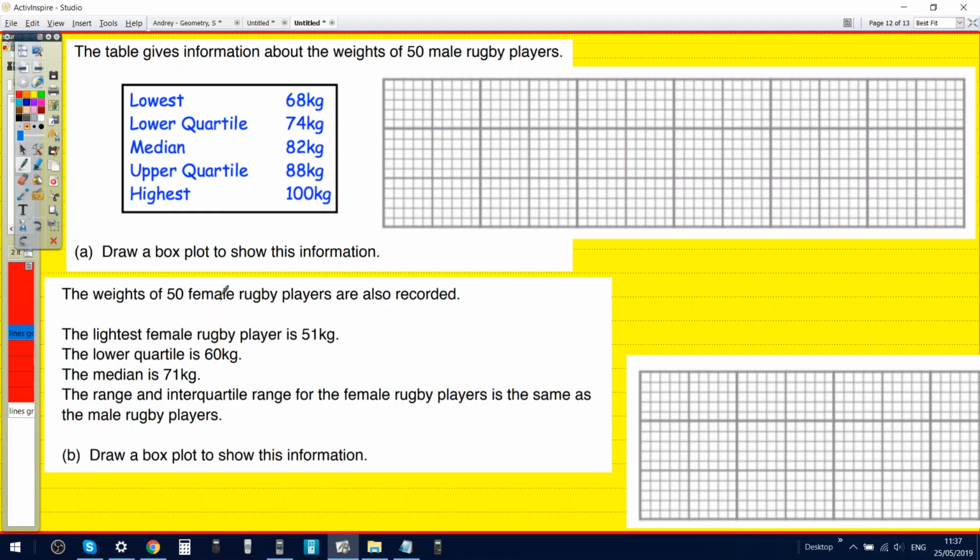So the male rugby players have an interquartile range of 14, and we have to work out the higher quartile, which would be, well, their highest is 83. So the median between 71 and 83 is... No. No?